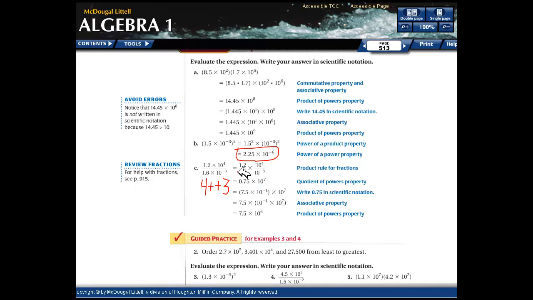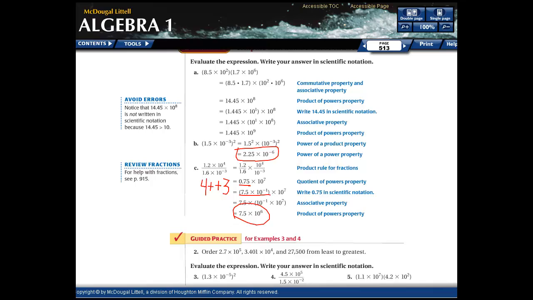Again, this is fine, but it's not proper scientific notation. So I have to change this part, 0.75, into this part. It's a negative 1 because it started off less than 1. Multiplying like bases here whenever I put that 10 to the 7th on the end. So when I multiply like bases, I have to add the exponents. Final answer, 7.5 times 10 to the 6th.